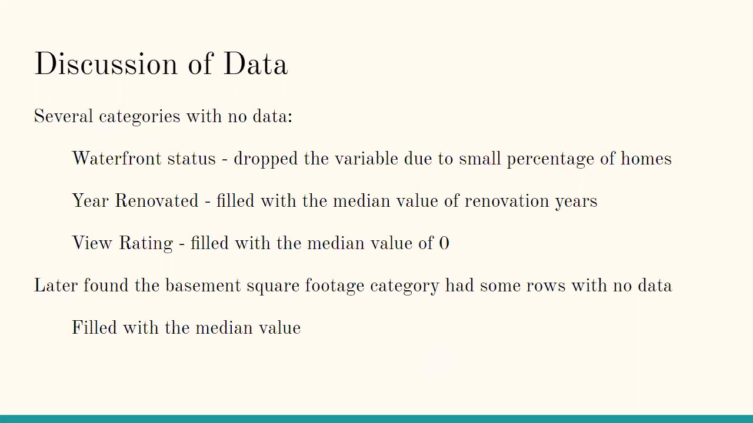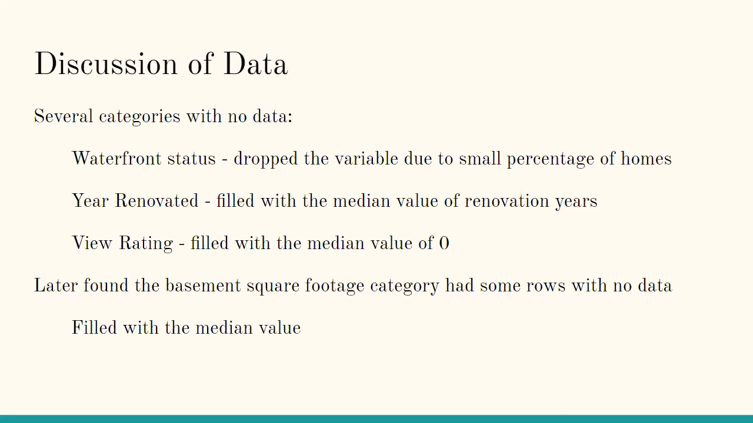Year renovated, I was missing data, but I noticed that it does affect the price. So I didn't want to drop this one altogether because it was a good indicator of the price. So what I did is I filled the median value. I chose the median over the mean because I noticed that there were a lot of zero values, as in houses that have never been renovated, and I didn't want those to negatively affect my mean value, and so that's why I chose the median.